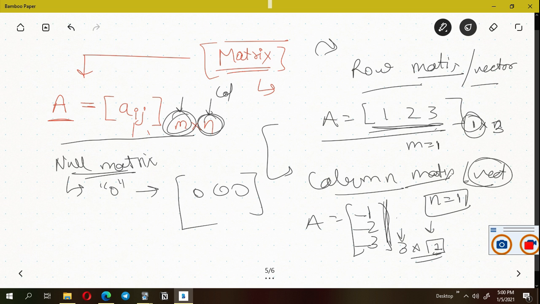Then again there is an important matrix called the null matrix. As the word null suggests, it deals with something zero. So if every element of that matrix is zero, then it is called a null matrix.